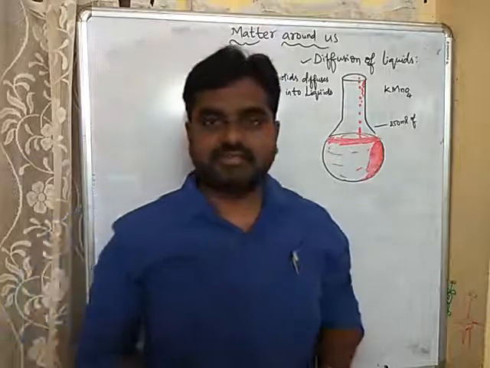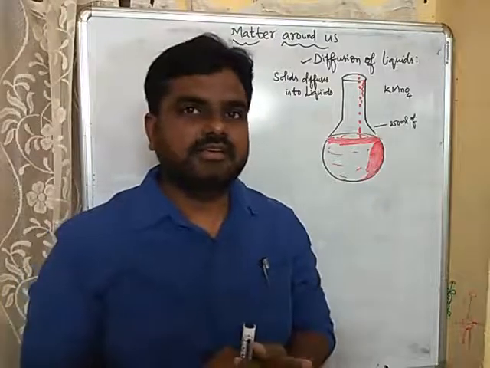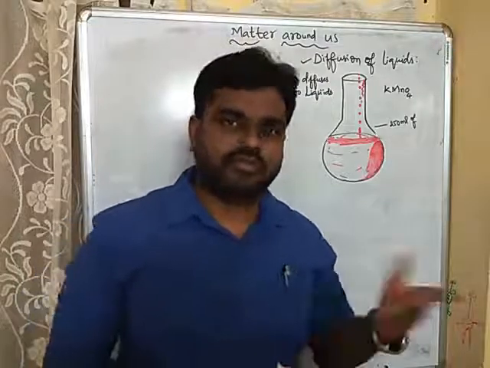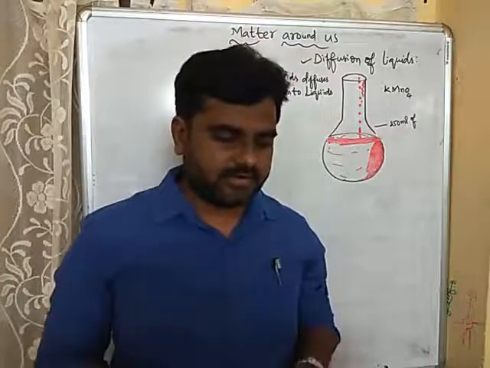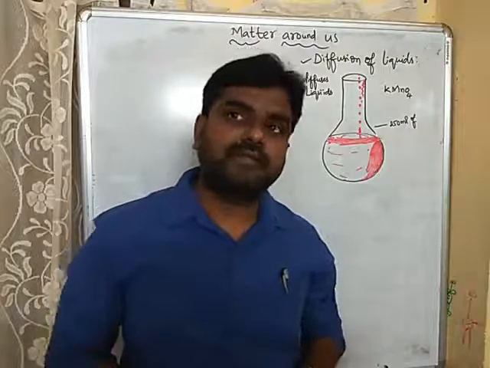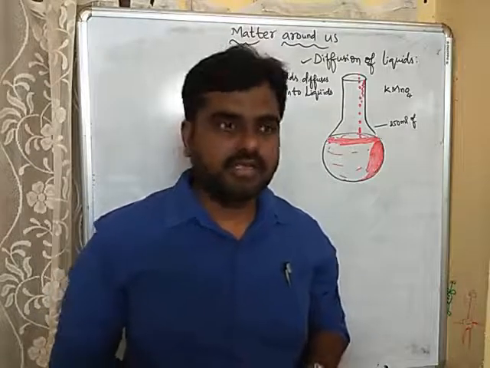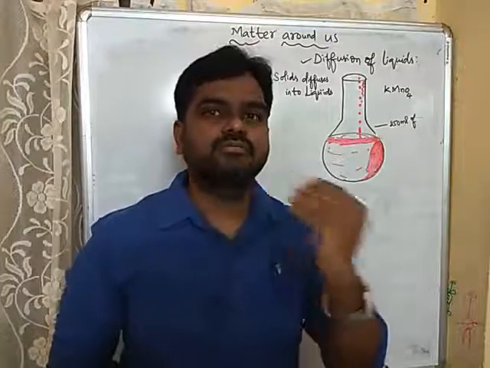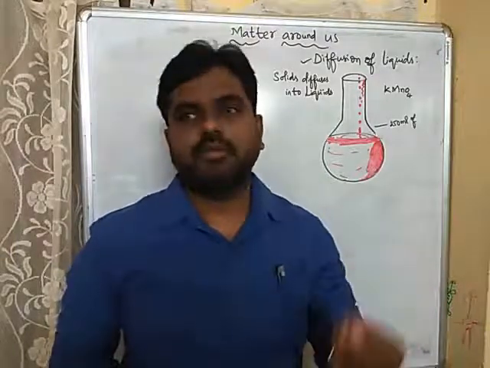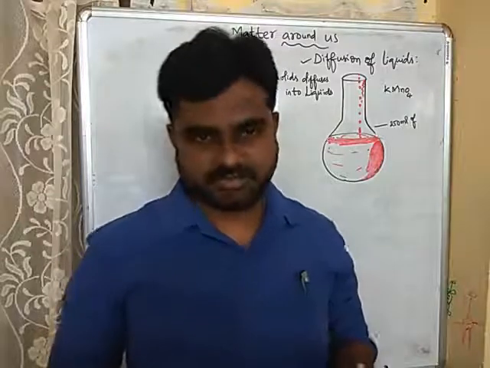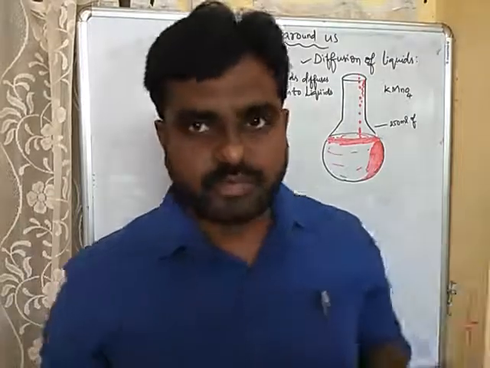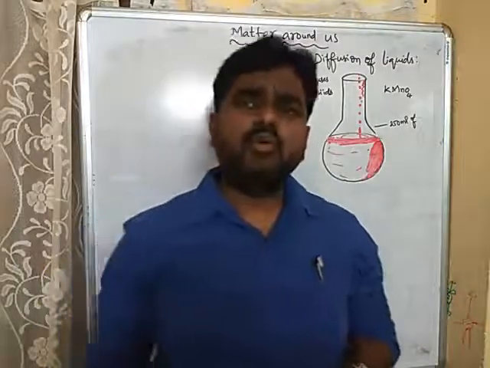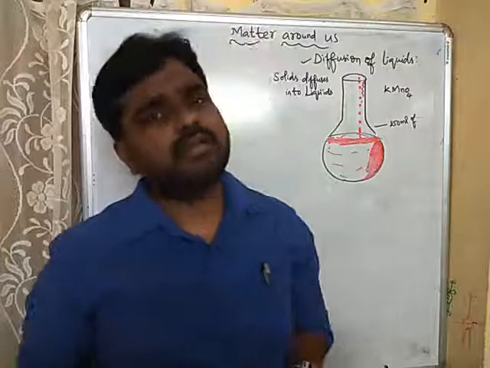In the last class we have seen a few topics about matter: the definition of matter, types of matter, and the properties of matter. Today in this class we are going to deal with a few 4 marks and very important questions in this chapter. So the first topic today is how the diffusion of matter takes place.